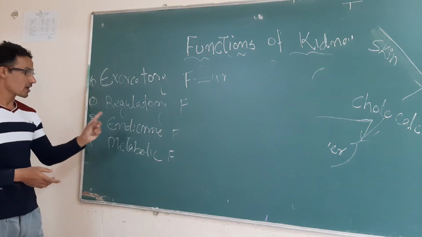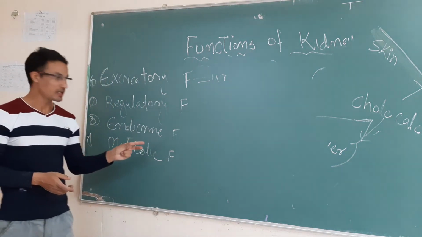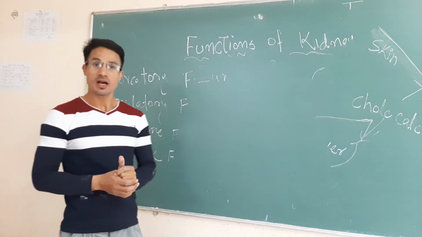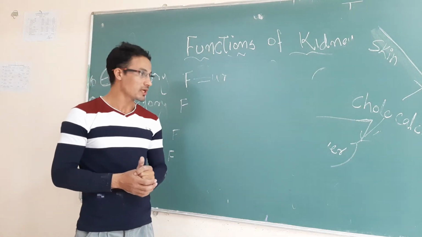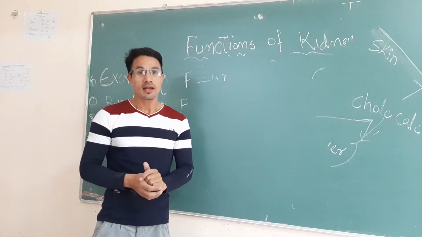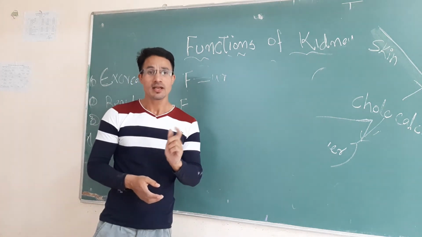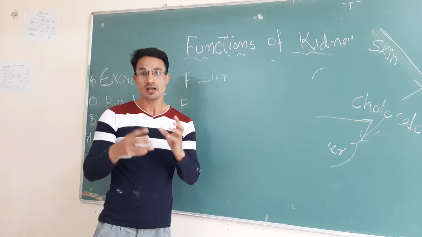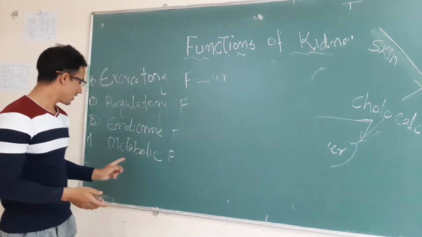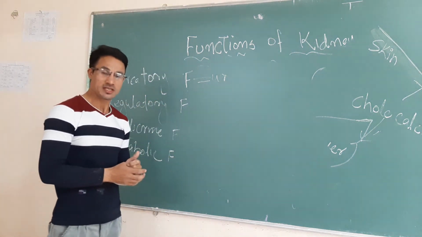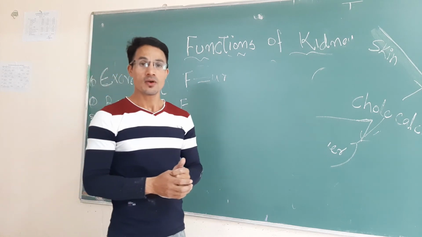What is the endocrine function of the kidney? It produces special hormones: erythropoietin, renin, and prostaglandin. What is the function of the prostaglandin? It helps the contraction and relaxation of the arteries and the veins. The last is the metabolic activity, which helps the formation of vitamin D.